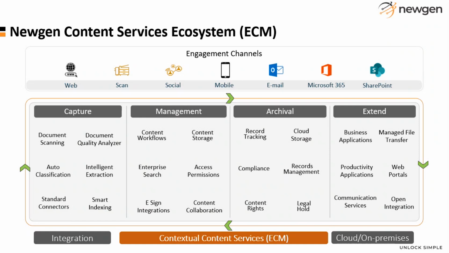In case there's a physical document, there's a scanning software with which the document can be digitized. There's an optical character recognition engine with which data can be extracted and associated with that content. And finally, this content and other digital documents can be stored within Newgen's enterprise content management system.